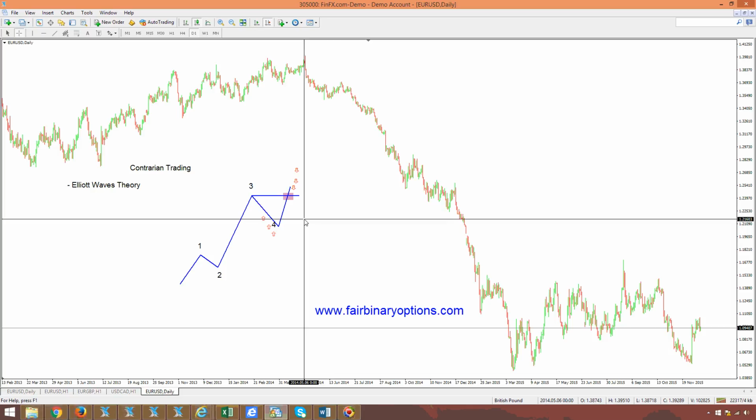However, if you respect the principle of alternation, just go on the Binary Options Academy and look at the principle of alternation. If you respect the principle of alternation, then you know if the fourth wave is about to form a complex or a simple correction.